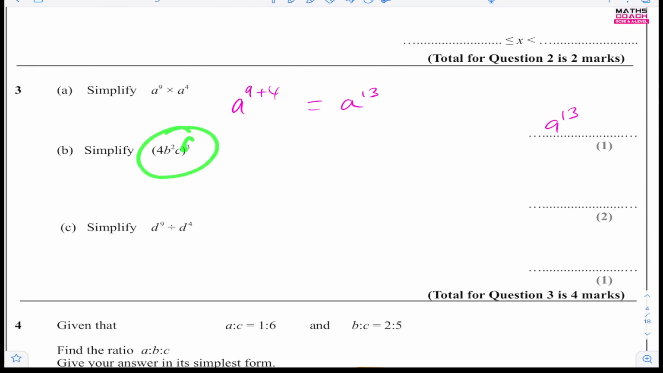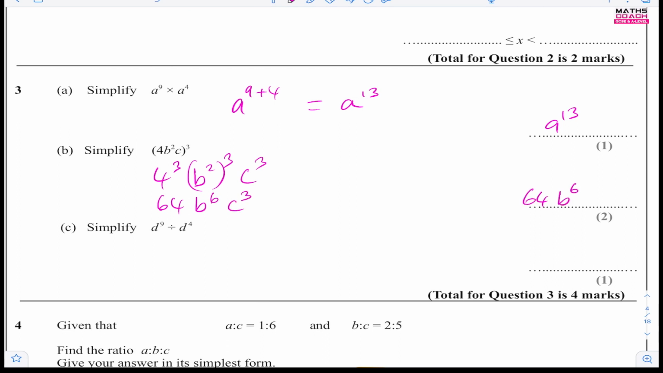Onto this one. Now the power here is going to impact on the 4, the b squared, and the c. So on the 4, it's going to be 4 cubed. On the b, we're going to have 2 and that 3 outside. And for the c, it's just going to take the power on. So 4 cubed gives us 64. And here for the b, we just multiply those powers out. So we get b to the power of 6 and c cubed. So our answer is 64, b to the power of 6 and c cubed.